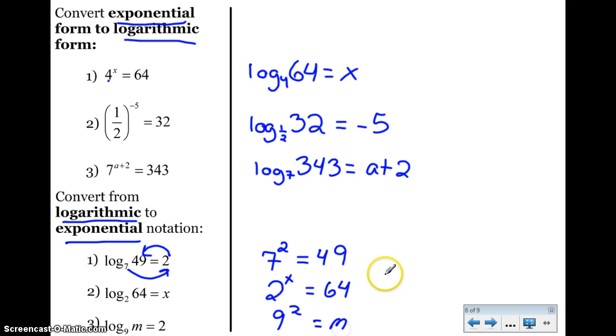So when we see you next time in class, we are going to try to convert these, and then we're also going to solve for x if x happens to be in the problem.